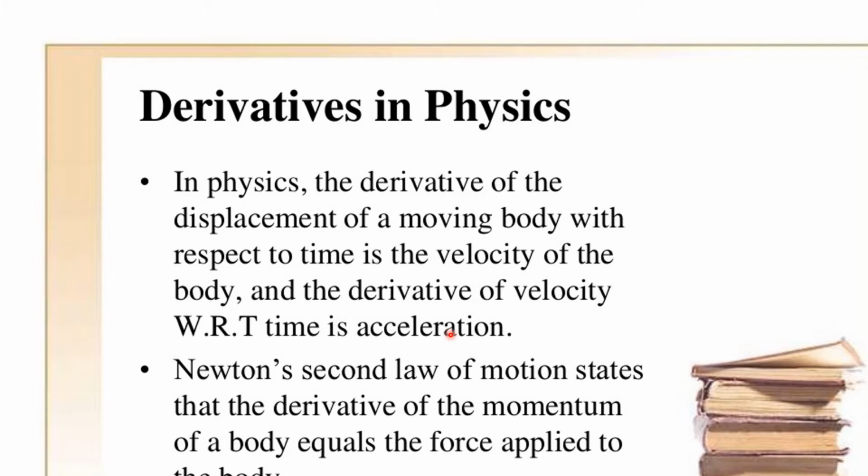In physics, you know the terminology: speed, velocity and acceleration. To find the velocity of a moving body, we take the derivative of displacement with respect to time. Again, if you differentiate the velocity of the body, the derivative of the velocity with respect to time is acceleration. So to find the velocity and the acceleration in physics, we use the concept of derivatives.